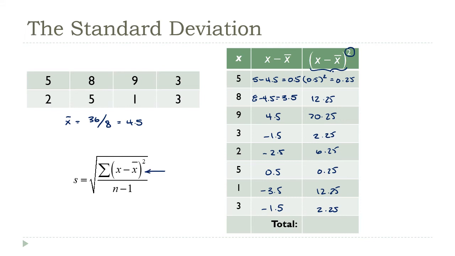Now, this x minus x bar squared, that's this expression here. So my next step is to do this sigma part, which says add them all up. If I add all of these up, the total is 56. That's the numerator under the square root here. So this is the square root of 56 divided by n minus 1. Remember, n is the number of data values. That's 8, so this is 8 minus 1, and that's 7. 56 divided by 7 is 8, so this is the square root of 8, which is approximately 2.82. So that's my standard deviation.